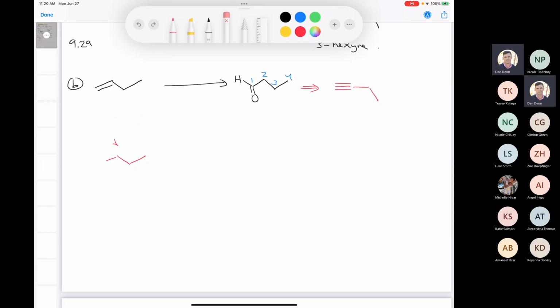Let's just write down the steps. I'll be a little bit quicker this time. So first thing we're going to do is treat it with bromine. Then we treat it with excess sodium amide. So the amide. Then we're going to treat it with water.